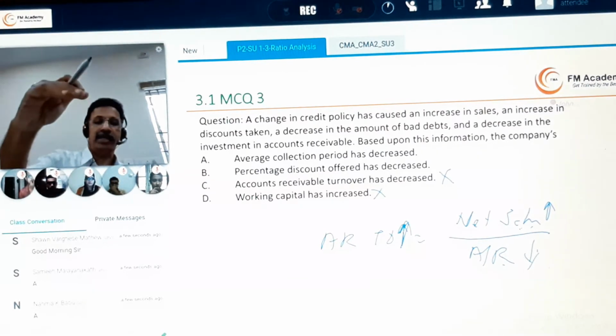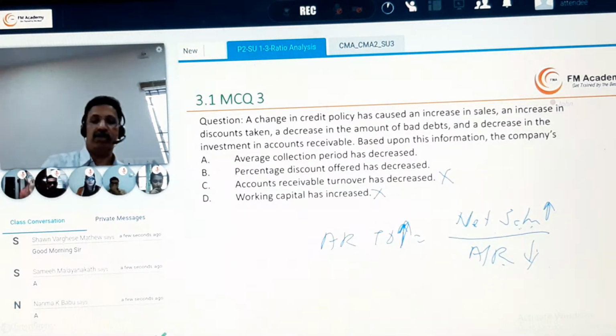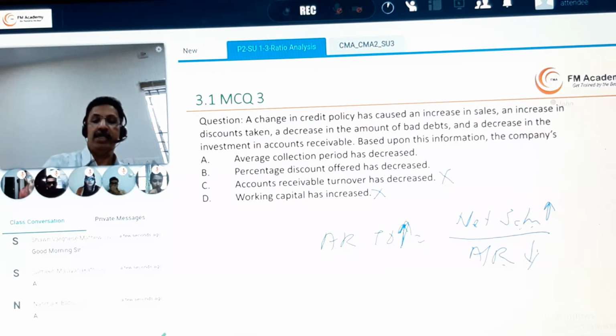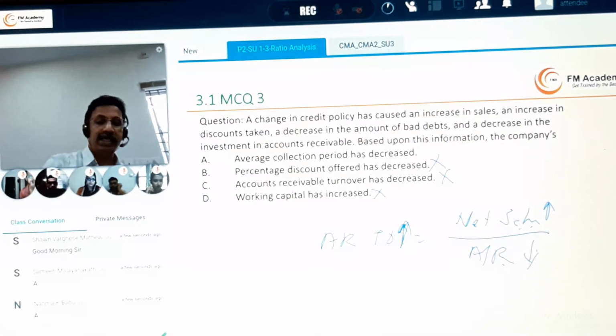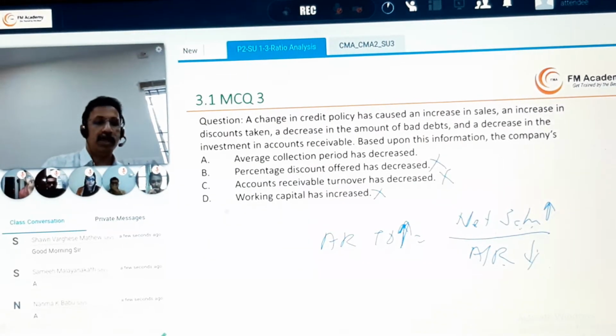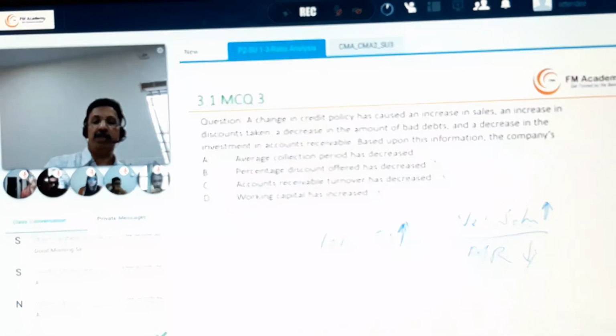Or you can make it attractive by increasing the percentage. If you increase the percentage, the people will take more discount. But here, percentage discount has decreased, means you can expect a decrease in discounts taken. That is not what is given. So this is also not correct. So B, C, and D are definitely wrong, not consistent with the information given. Clear? So average collection period has decreased.